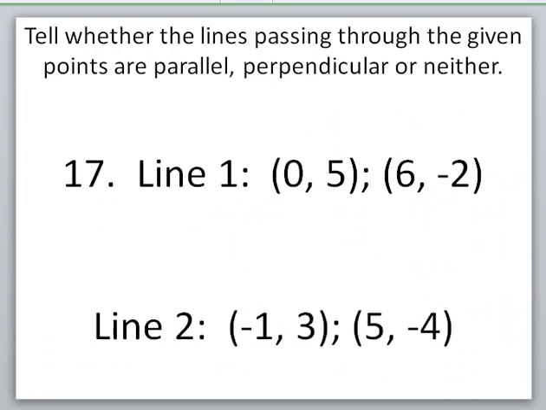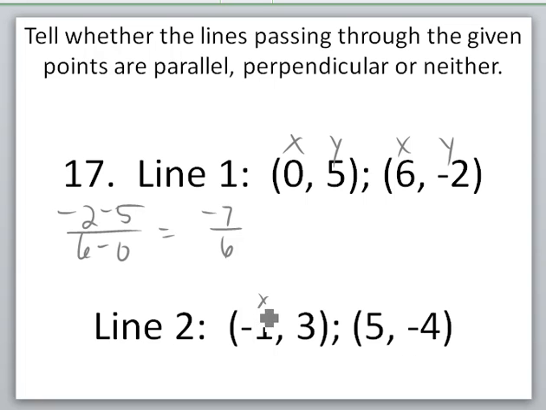The last example of this lecture is one more of these, so we're going to find the slope of each of these lines. So I'm going to take y minus y over x minus x. I end up getting negative 7/6. The second line, y minus y, will be negative 4 minus 3 all over 5 minus negative 1. That gives me negative 7/6 as well. So these two have the same slope, so we would denote these lines as parallel.